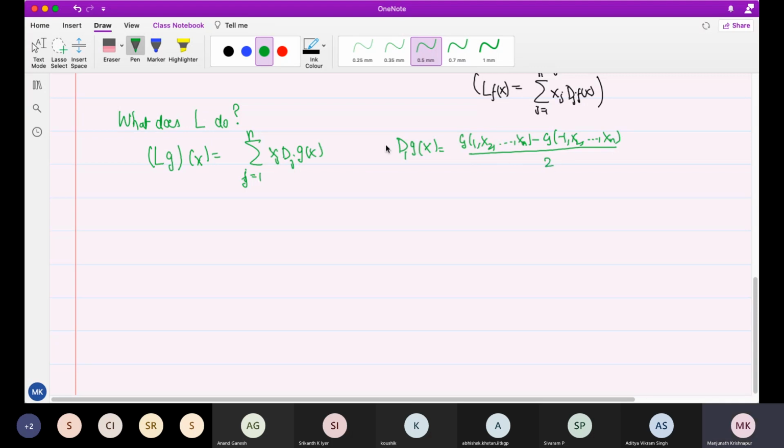So let's multiply it by x1. What is this? There are two possibilities. If x1 is 1, in which case this is g of 1, x2 to xn, minus g of minus 1 here.